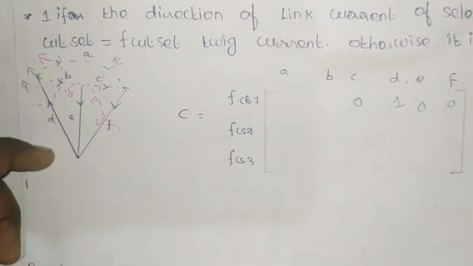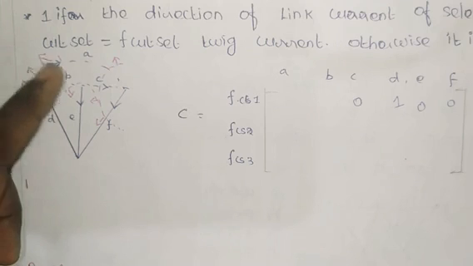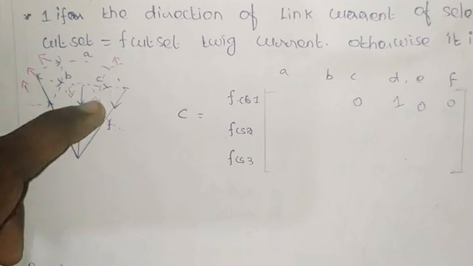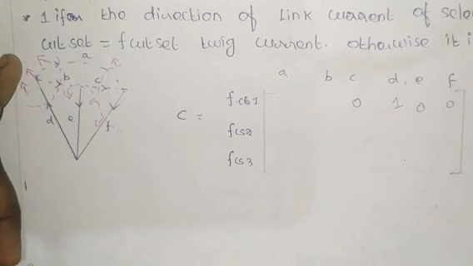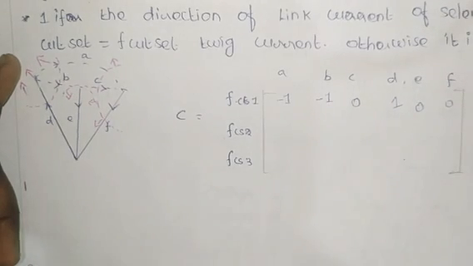Then I have to check the cut set's direction and the link current directions. The cut set direction is like this, and A and B's directions are opposite to that of the cut set's direction. So I have to put a value -1 for A and B. So -1 for A and B.